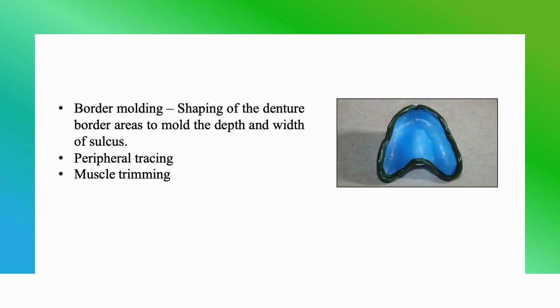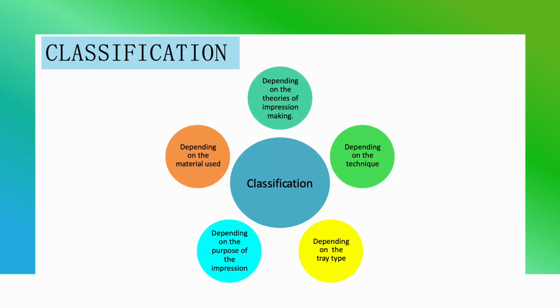Border molding is nothing but the shaping of denture borders to mold the depth and width of the sulcus. It's otherwise called peripheral tracing or muscle trimming. Now, impressions in complete denture are classified based on the theories of impression making, based on the technique, based on the type of impression tray used, based on the impression material used, and depending on the purpose of the impression.